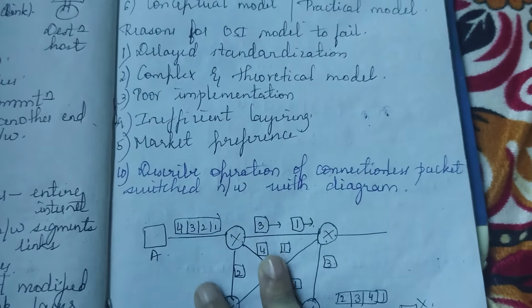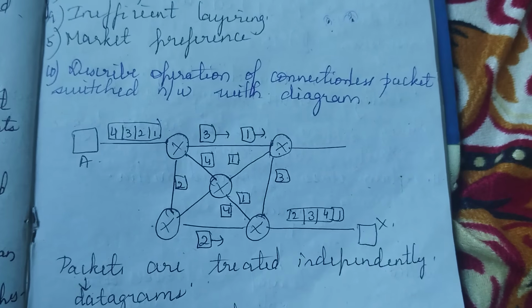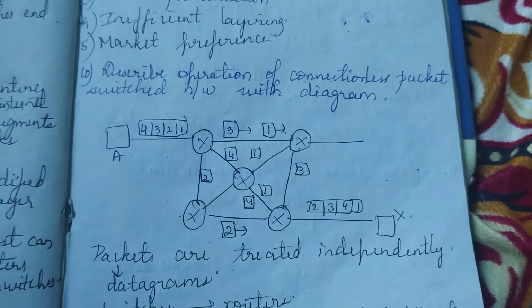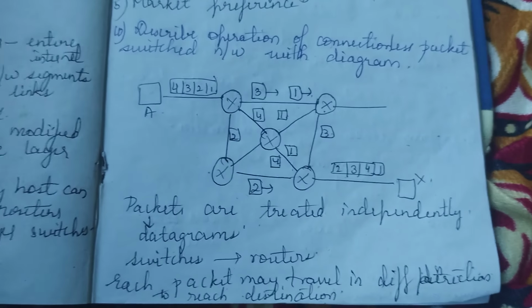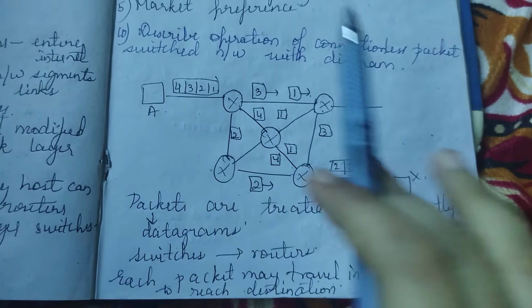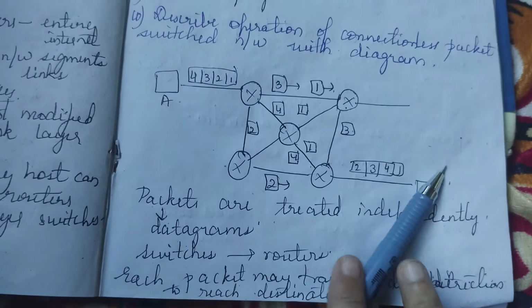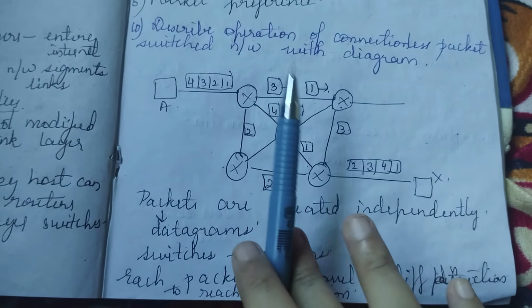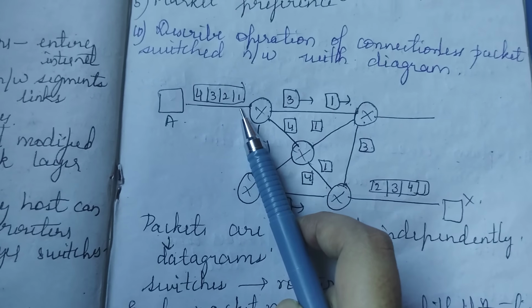Then we have the next one: describe the operation of a connectionless packet-switched network with a diagram. Now we have to just explain the datagram. You will consider one diagram. Let us assume that this is the source A and this is the destination. Now let us assume that I want to send some data. Data is nothing but the packets.